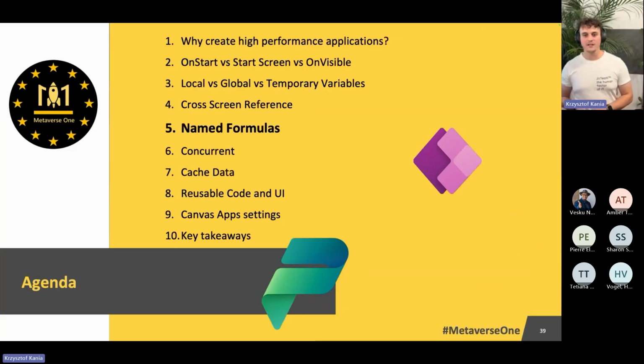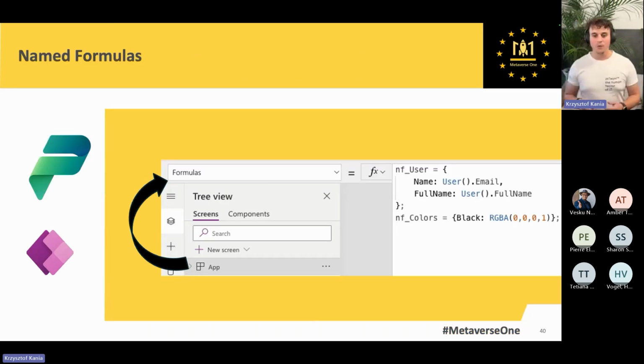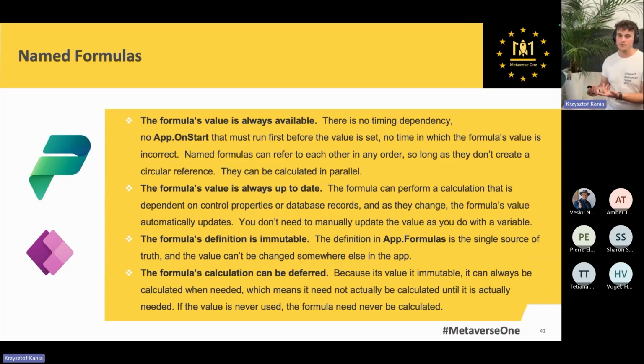Okay, so from here, let's go to named formulas. This is really exciting. And I need to tell you that named formulas are cool. I hope you've heard about named formulas. So what actually is a named formula? A named formula is, we can call it, a variable that has no execution dependency, no timing dependency. So it is available to us whenever we need it. And on top of that, it is always up to date.